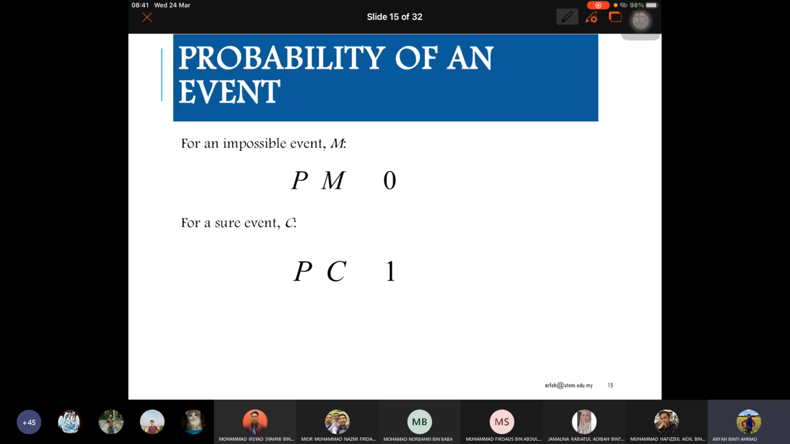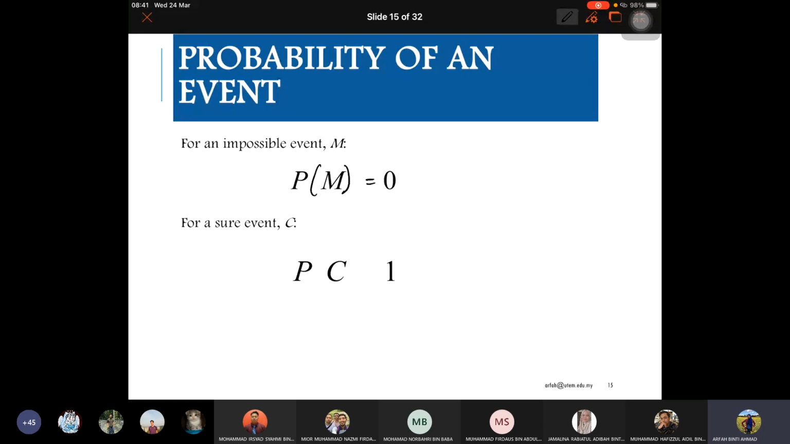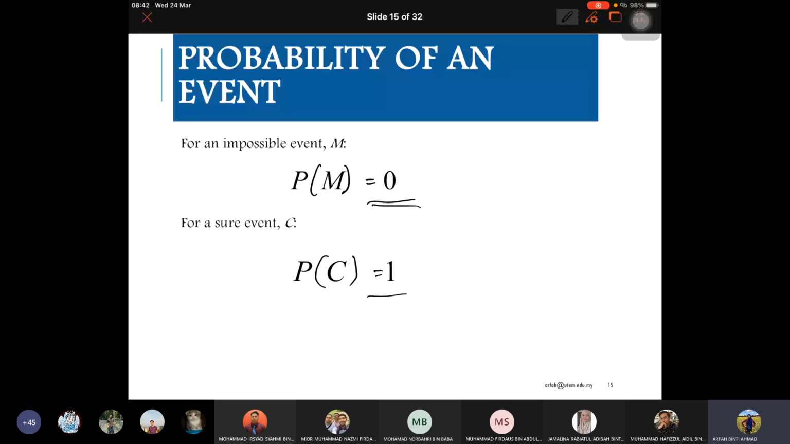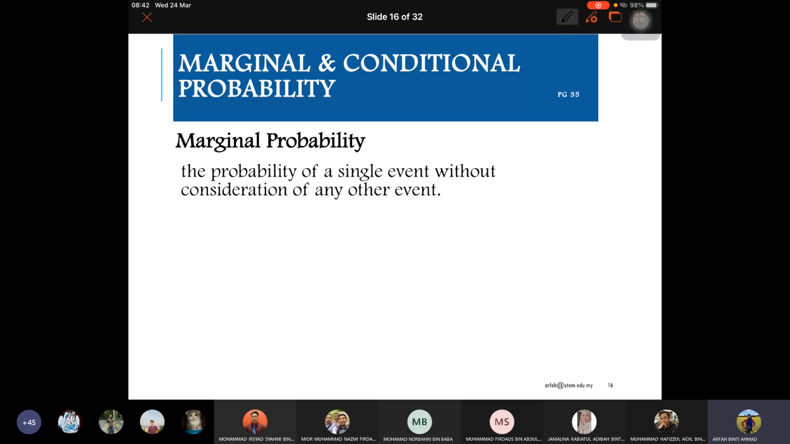Okay. For an impossible event, ini tadi kita dah tengok dah. Kebarangkalian bagi sesuatu peristiwa, let's say the event is impossible to happen, P sama dengan 0. For a sure event, P akan sama dengan 1. Itu nilai dia. Okay. Nilai kebarangkalian mesti antara 0 dan 1 sahaja. Takkan lebih daripada itu. So, marginal probability, the probability of a single event without consideration of other event, that is independent event. Probability of A atau probability of B. Ini adalah independent event. So, contohnya sesuatu peristiwa yang tak bersangkut paut dengan peristiwa lain.